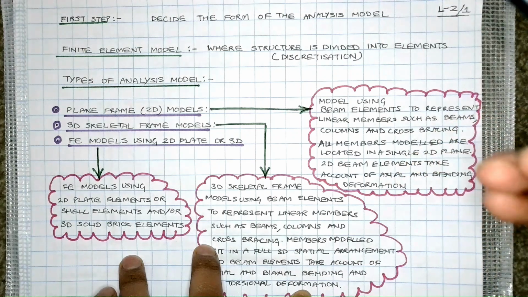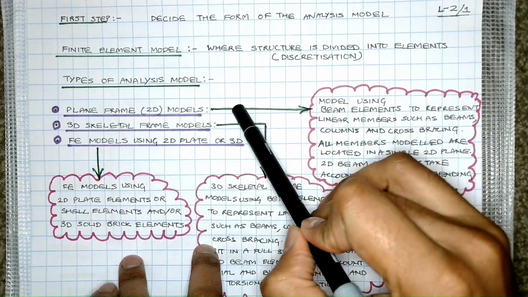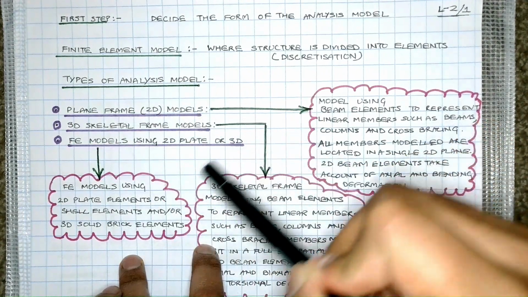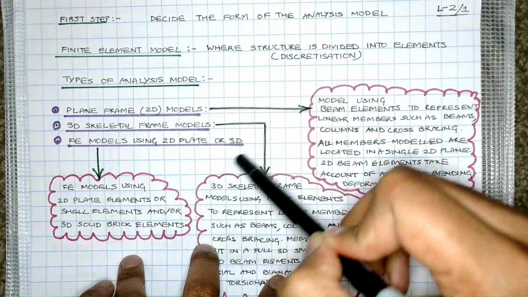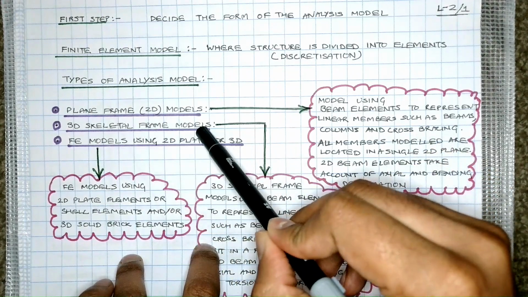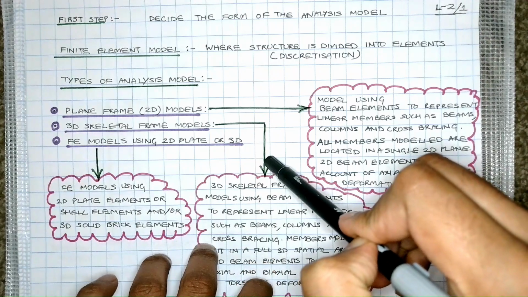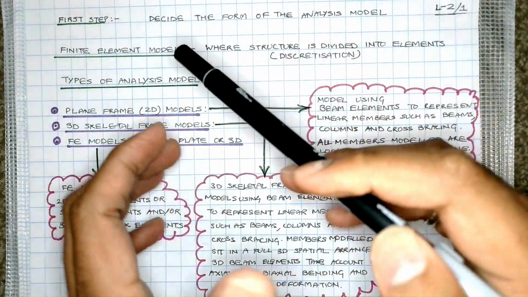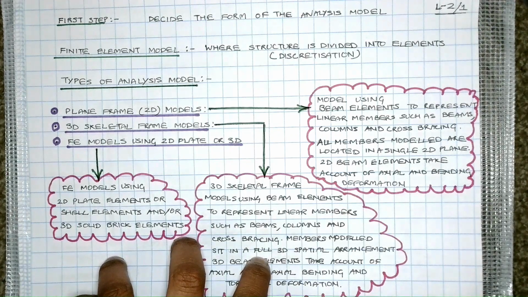Now, the types of analysis model. There are basically three types that you need to consider. One is the plane frame model. The other one is the 3D frame model. The third one is solid modeling, where you use plane elements, brick elements, and such elements to create FE models. That is more like connections, or when you want to understand the stress behavior of your structure. Okay, those things.